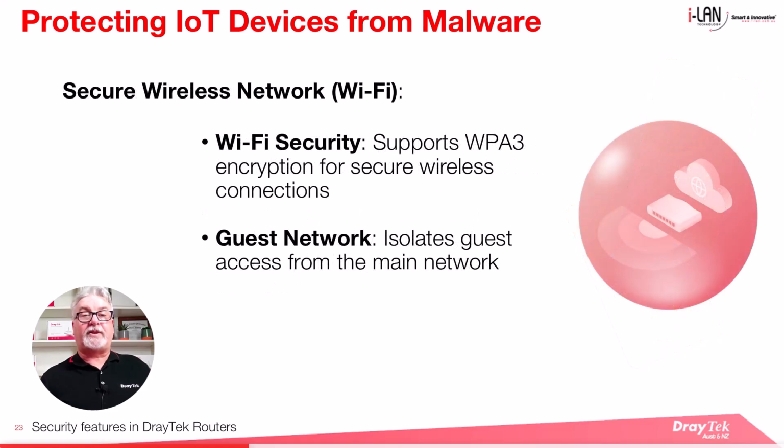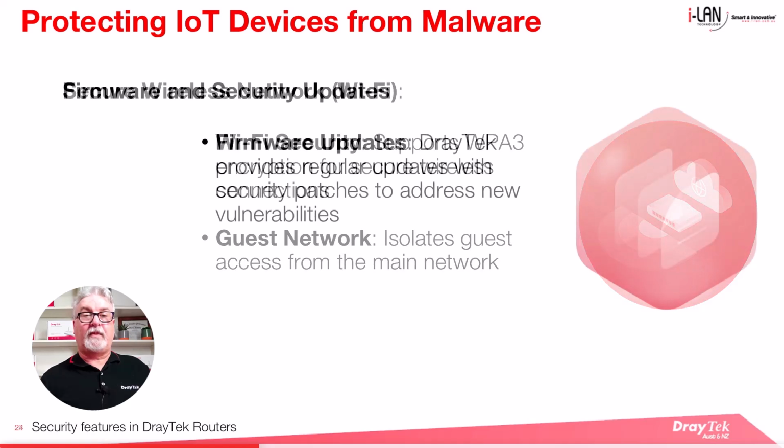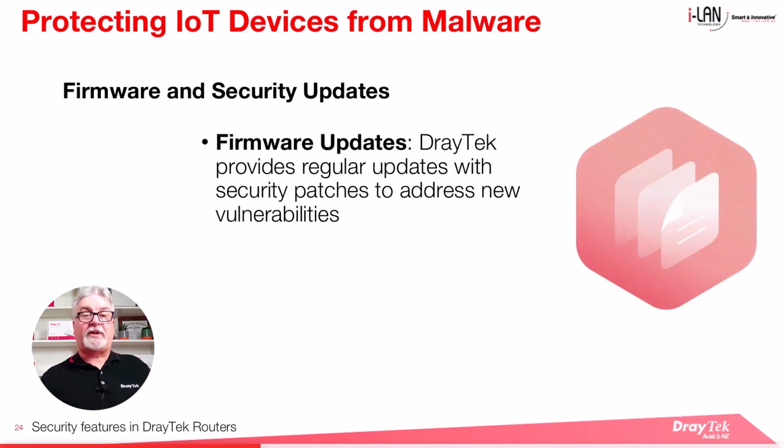Since most IoT devices are connected to the internet via Wi-Fi, it's essential to have good Wi-Fi security. DrayTek routers offer various Wi-Fi security features, including WPA3 encryption to ensure a secure wireless network. They also support guest networks to isolate visitors from the main network. For DrayTek routers to provide the best protection for IoT devices, it's recommended to always have the latest firmware installed. DrayTek regularly provide firmware updates which include security patches to address any newly discovered vulnerabilities.